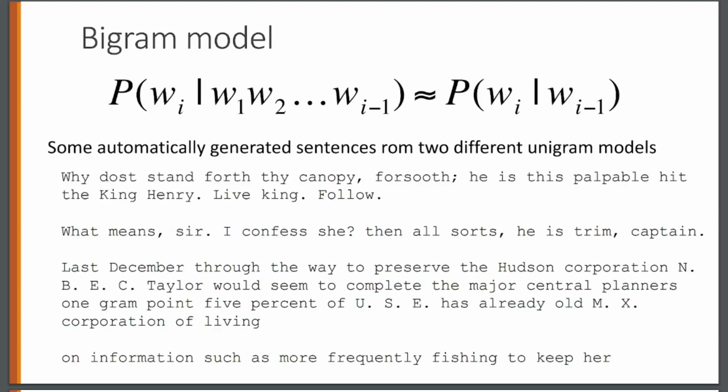Okay. So let's go back to that Markov model, right? What if we were thinking about bigrams? Now we don't just care about how frequently a word appears. I also want to know how frequently it follows the preceding word, right? So now we get, "why dost stand forth thy canopy, forsooth?" "He is this palpable hit, the King Henry."